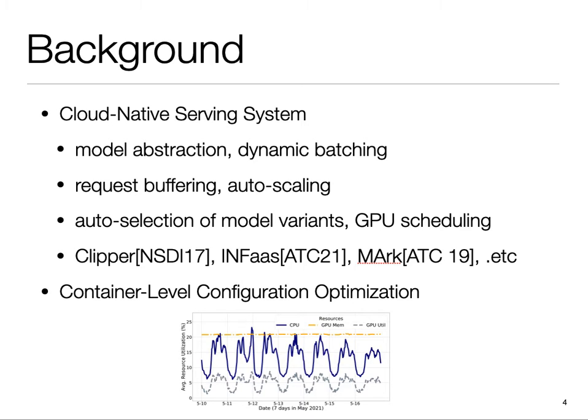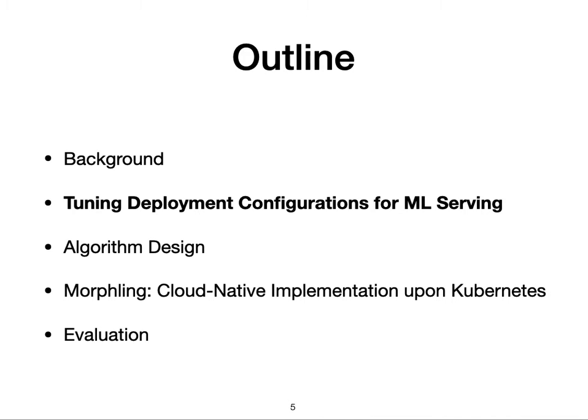The choice of these configurations largely determines the model serving performance and the deployment cost. As we can see from this figure, an inefficient model serving configuration in the Alibaba cluster results in very low resource utilization. For example, nearly 80% of the CPU cores and GPU memory are allocated but not used. In light of these problems, our objective in this project is to design an efficient approach that can quickly find the optimal container-level configurations for model serving instances.